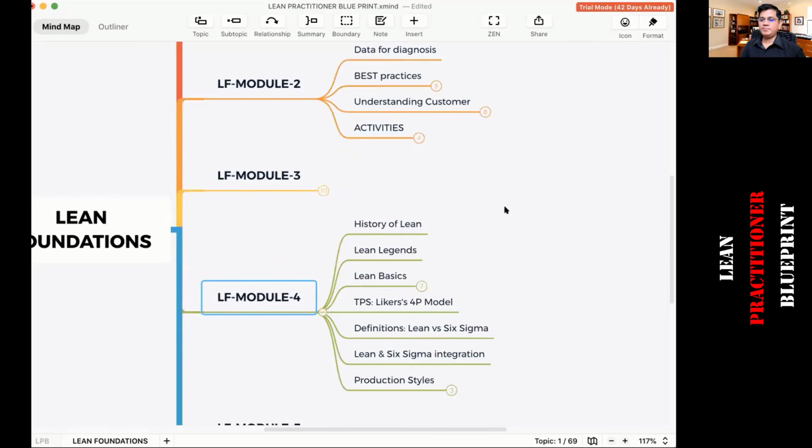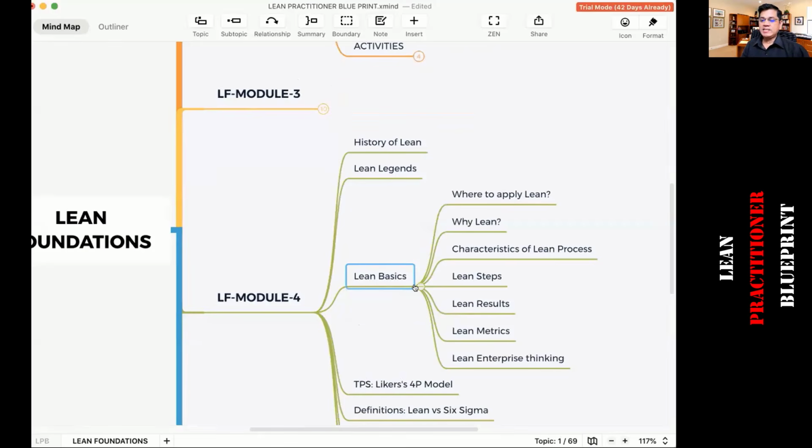In module 4, we'll get into some history of lean and we'll talk about some lean legends. How many of you remember lean legends? Type some lean legends in the comment box, if you can recall some names. Don't type my name. In one of the sessions, I asked this and people started typing mine. And some lean basics.